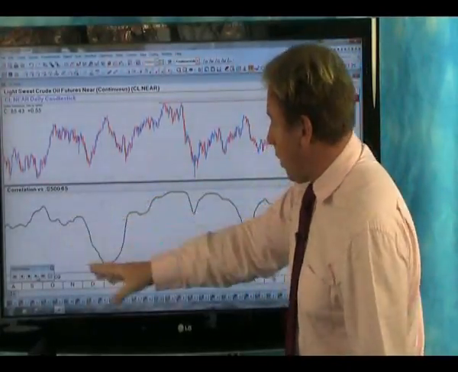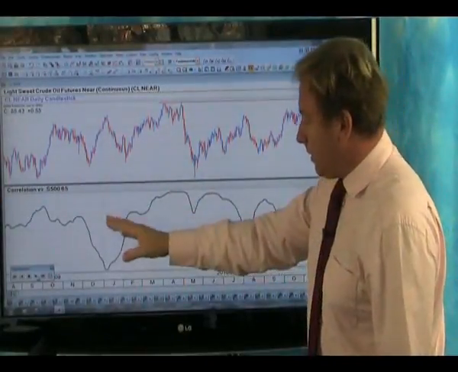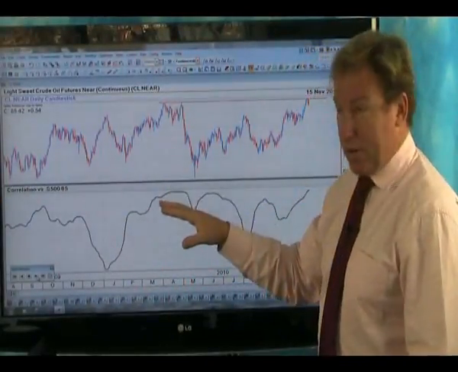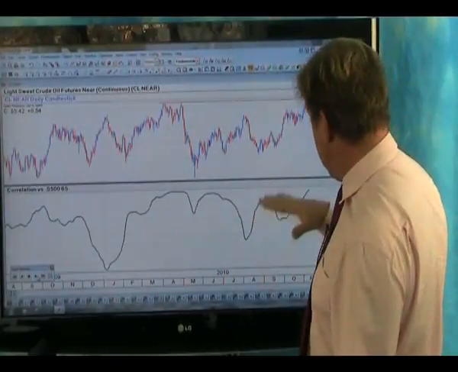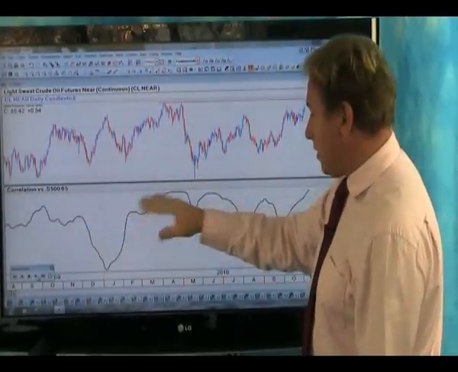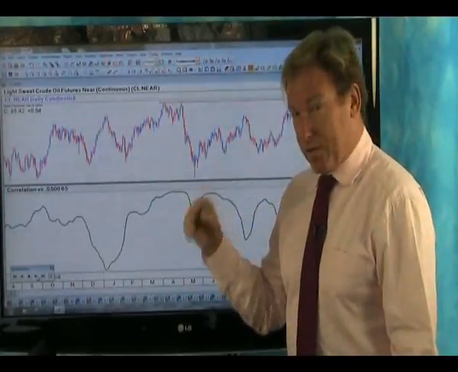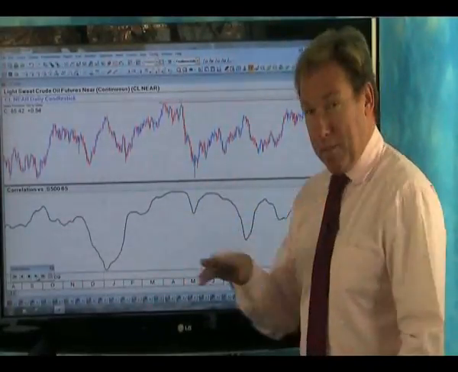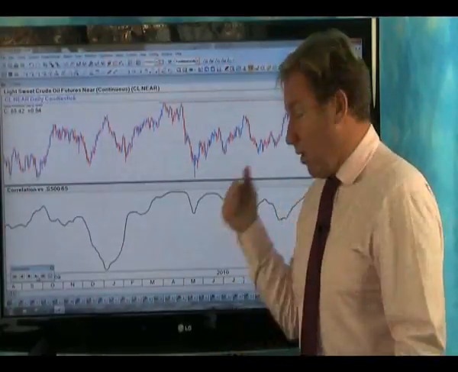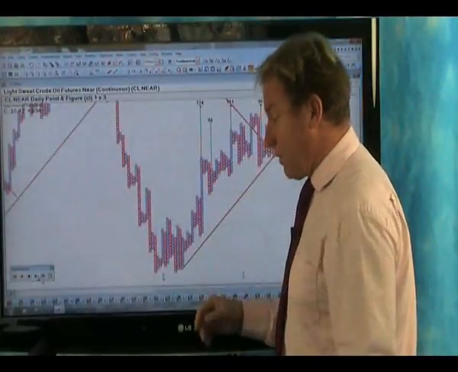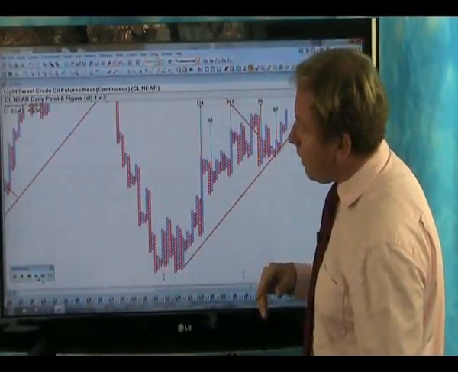But here we see the correlation between oil and the stock market, and they are very highly correlated at the moment. This is the daily chart. This is a 65-day correlation, so if you like, a quarterly correlation, and it is true that oil and the stock market are highly correlated. That means if the stock market falls this week, oil is probably going to fall with it. It's a great sentiment index for us.